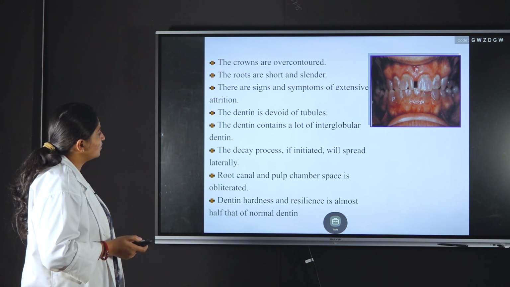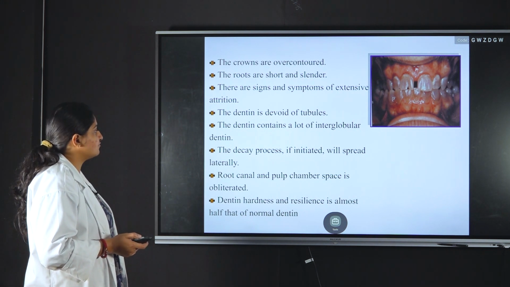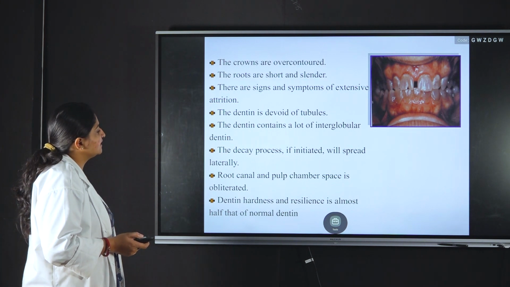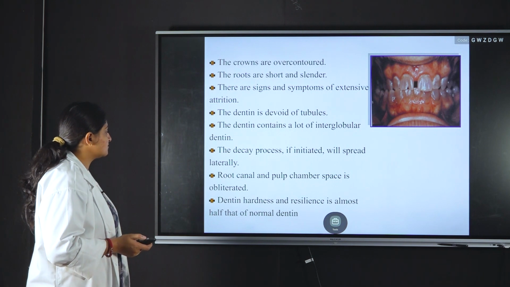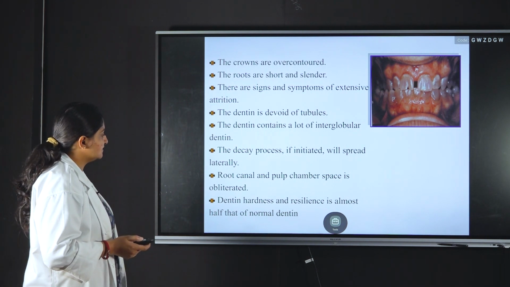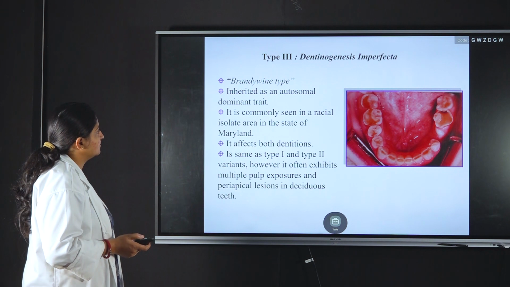The dentin is devoid of tubules and contains a lot of interglobular formation, and the decay process is initiated when it spreads laterally. And then the root canal and pulp chamber space is obliterated. Dentin hardness and resilience is almost half that of normal dentin.